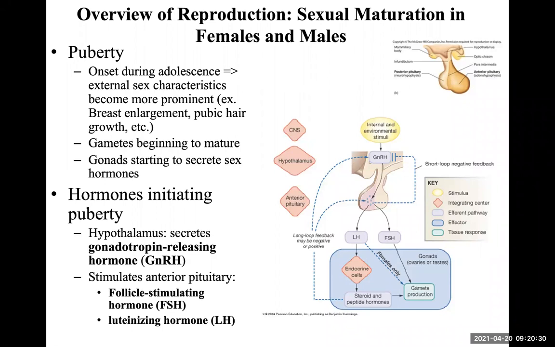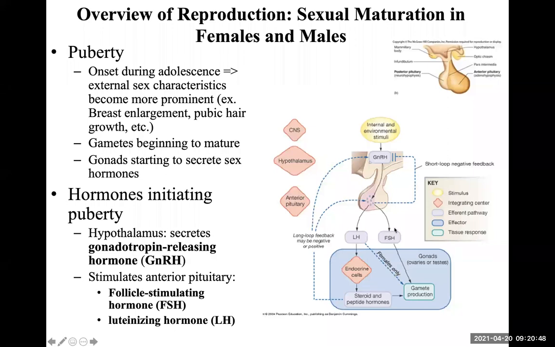that comes from the hypothalamus, right? All of the releasing hormones come from the hypothalamus. So at puberty, the onset of puberty is marked by this increase in GnRH. And GnRH then travels to the anterior pituitary gland.